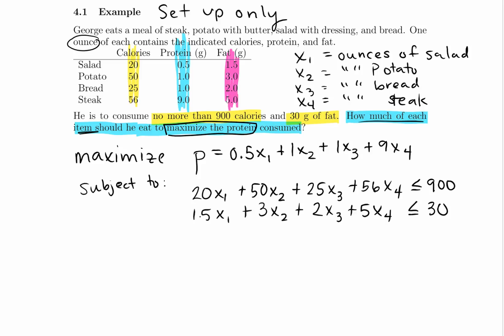And let's see, the last thing we need are those non-negative constraints. So we need to make sure that we don't eat negative salad, right, or negative steaks. So we can say x1, x2, x3, and x4 must all be bigger than or equal to 0. And then we're done. We came up with the objective function representing how much protein is being consumed. We have two constraints, one for calories and one for fat. And then we additionally have the non-negative conditions because we can't eat negative ounces of salad or negative ounces of potato. All right, and so we've successfully set up a linear programming problem that represents this situation.